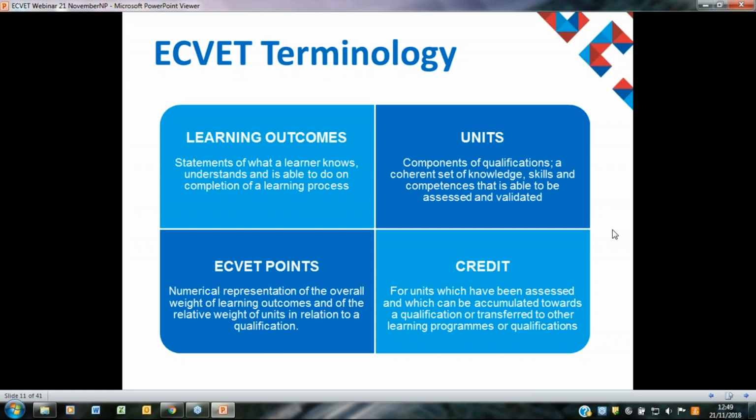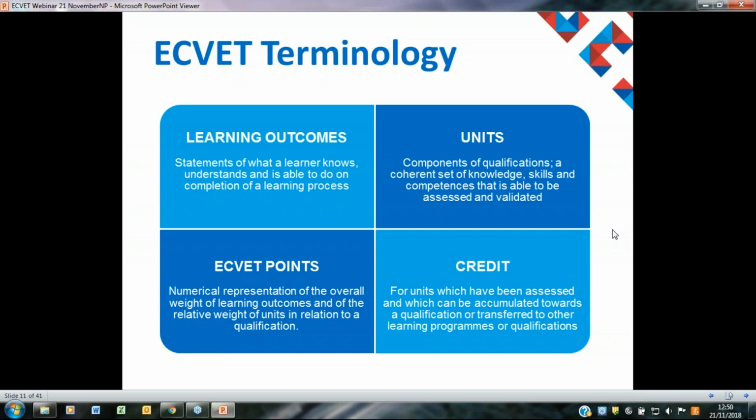ECVET points, you may come across this from your partners in Europe. It is not something that we use in the UK, so as far as you're concerned, you can forget it. However, visiting institutions may include that as a point, but it only concerns them and not you.